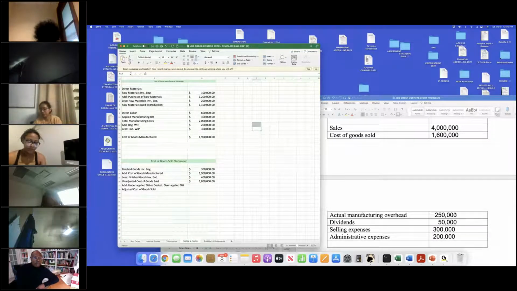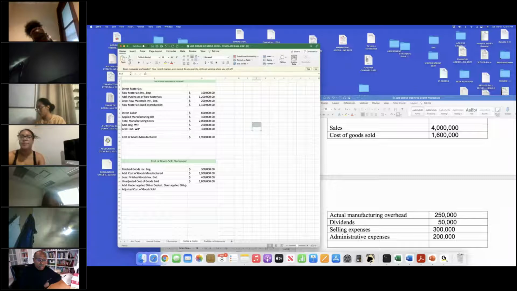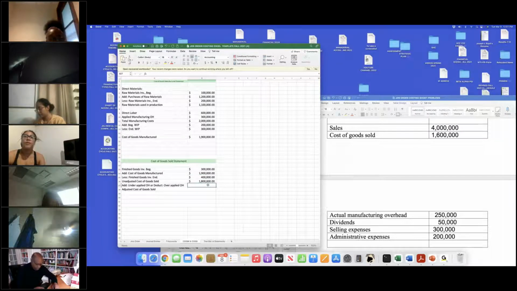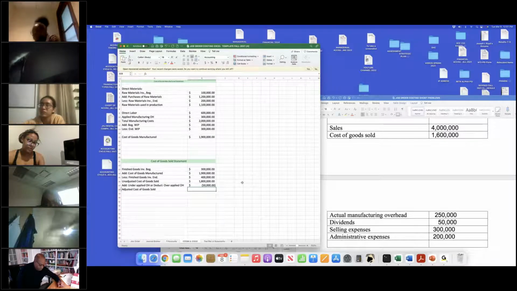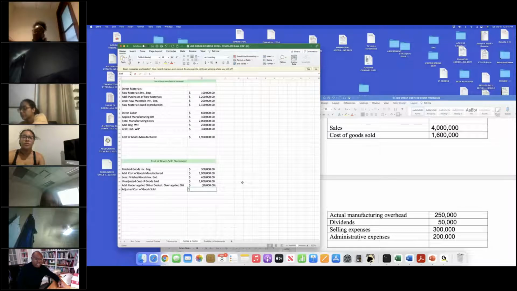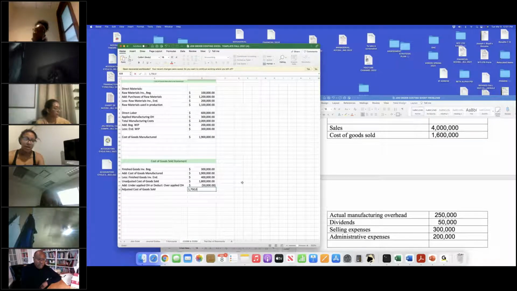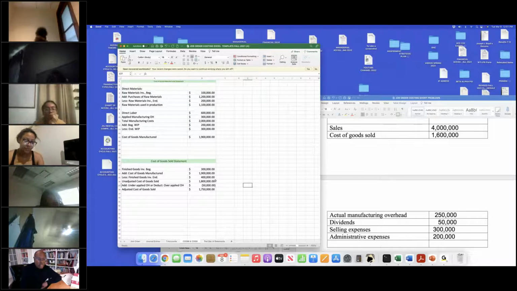So therefore, we're going to deduct the over applied. We had too much in there. So we're going to have a minus 50,000 because we over applied the overhead. And so our adjusted cost of goods sold is going to be $1,750,000. We had the cost of goods sold at $1,800,000, but we had too much manufacturing overhead in the number. Our estimate is off, so we subtract it out. So we now have $1,750,000. That's what I said.